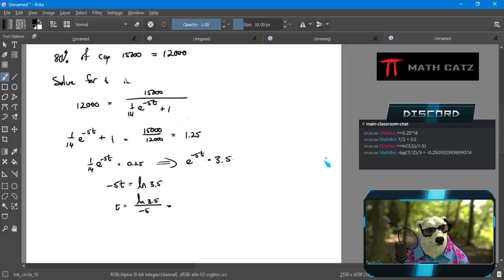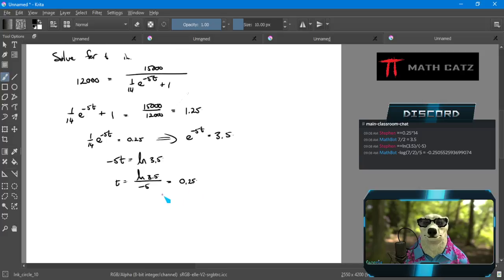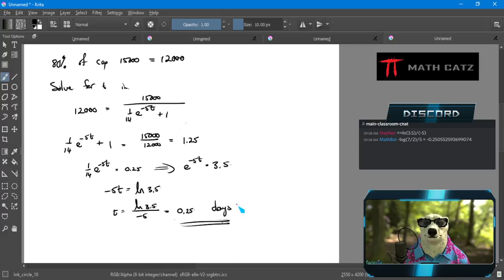MathBot has a little plug. That's nice. Not shameful at all, MathBot. I didn't do the negative 5, so it's just 0.25. So we get a time very, very short. This is in days, right? For when it reaches its 80% capacity.